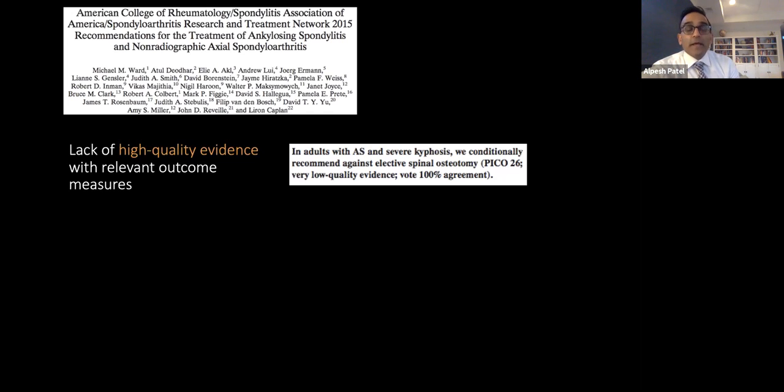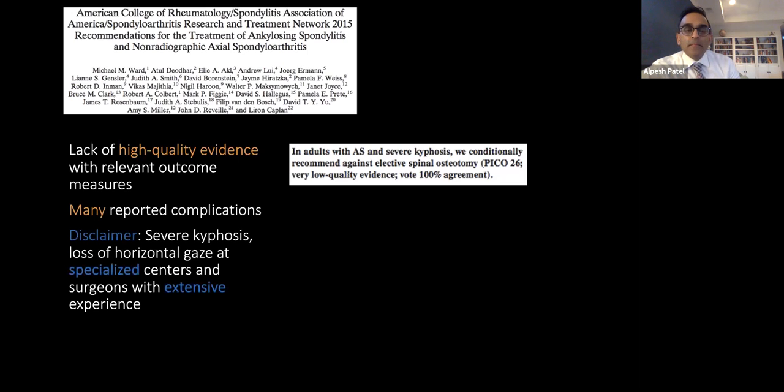And they appropriately identified some really key problems, right? They said there's a lack of high quality evidence, certainly ones with relevant outcome measures to support surgery. There's plenty of reported complications in the surgical management of these patients. And so that was sort of what drove their decision. But they also put a disclaimer that severe kyphosis with a loss of gaze could be considered for an osteotomy at specialized centers and with surgeons with a lot of experience.